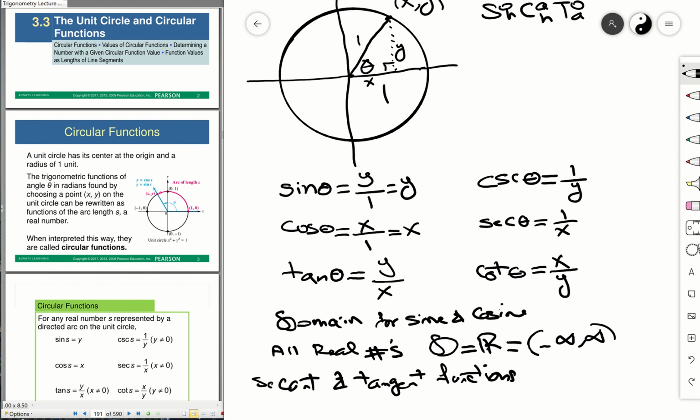So notice that this is pi over 2, this is 3 pi over 2, you can go around, that'll be 5 pi over 2, and then 7 pi over 2.